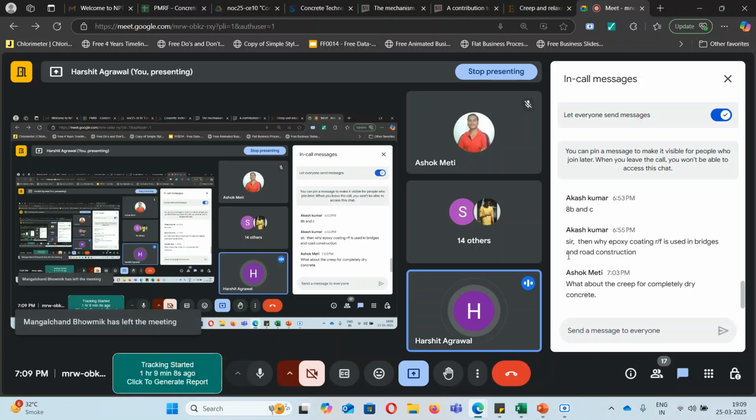Why is epoxy coating used? Because it will prevent corrosion in reinforcement. When you talk about bridges, generally in road construction we don't use epoxy coating. We generally use epoxy coated rebars in bridges which are near the seashore, like in Bombay. All the bridges that you see are very near to the shoreline, or the environment is highly corrosive. So for those we need some special kind of reinforcement, and that's why epoxy coated rebars are used.